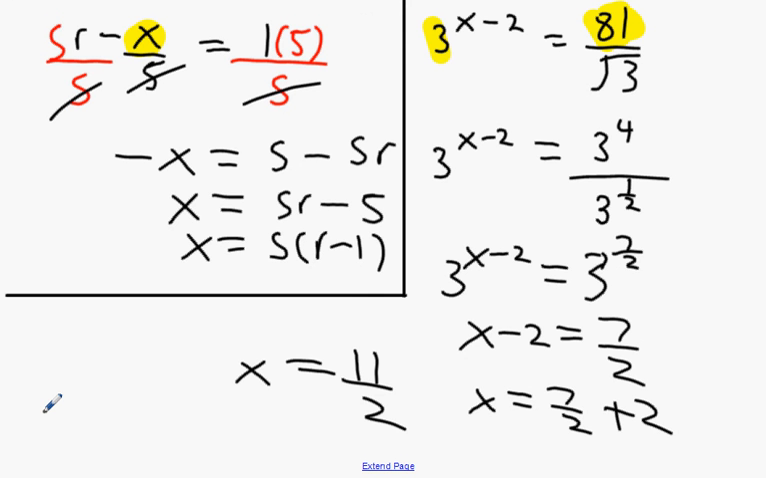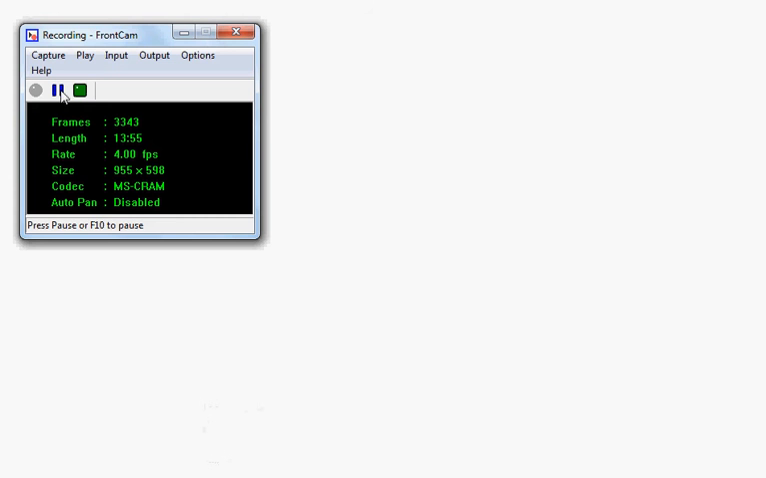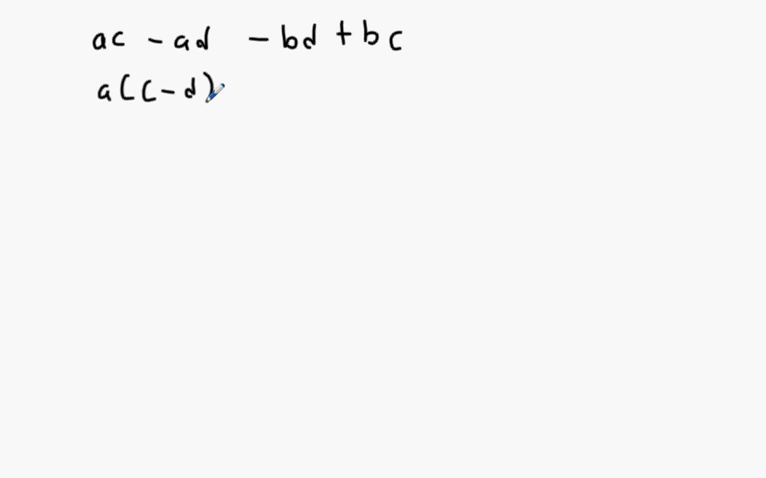Now, question 9 had a small bit of factorizing in it. Next question after that is factorize fully. So they want you to factorize this. They want to factorize AC minus AD minus BD plus BC. This is pretty simple. Actually, no, it's not as easy as I thought it might be. Any ideas? Cameron? Yeah.